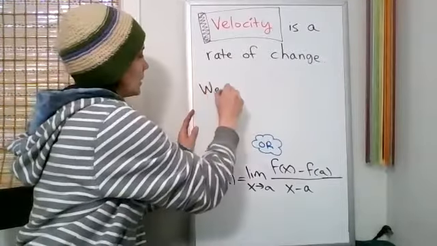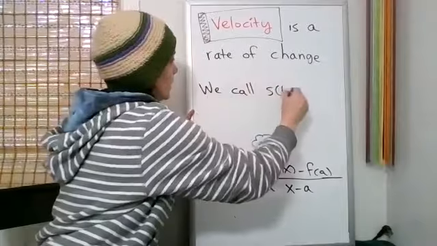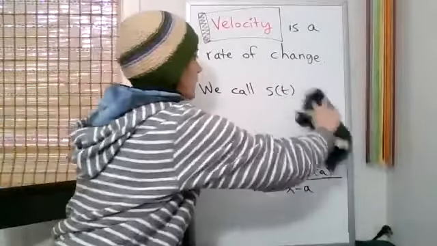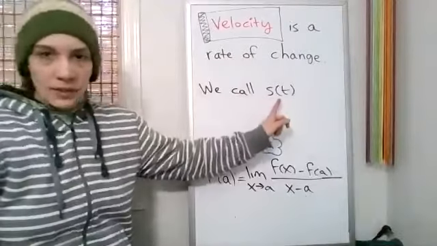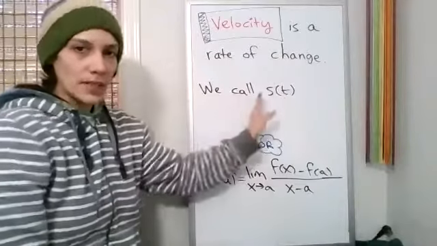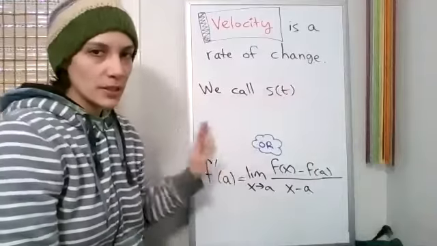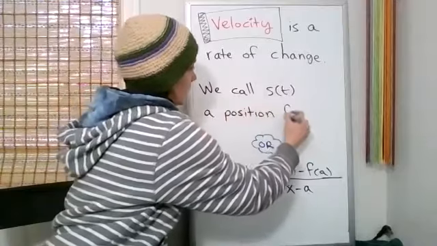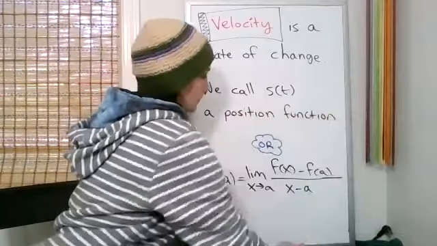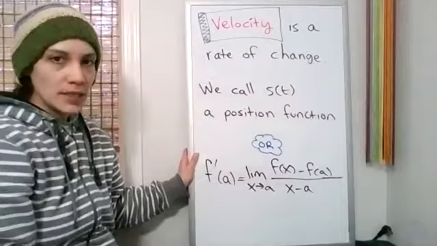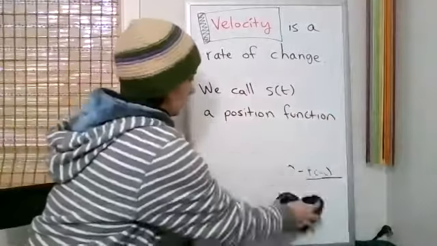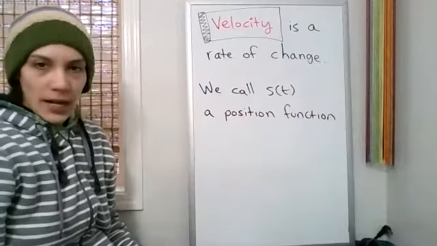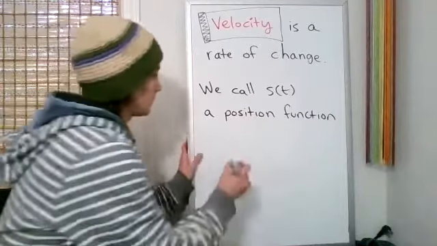I'm gonna say it like this. We call S of t a. Okay, so this is a function, S of t. We call S of t a position function. So your function is S, your input is t. And h will represent elapsed time.